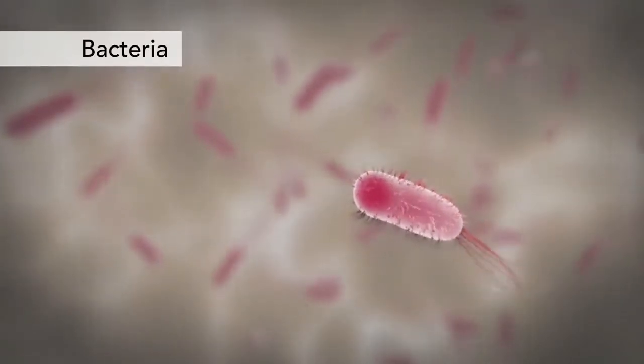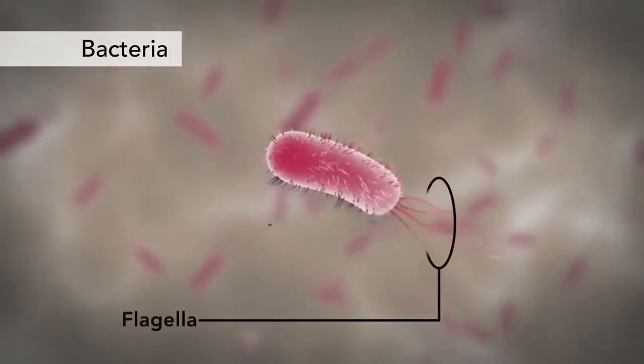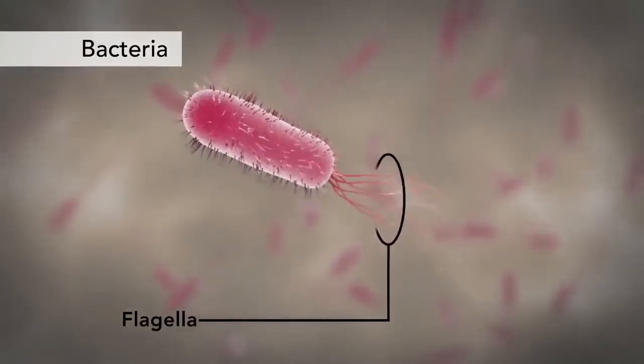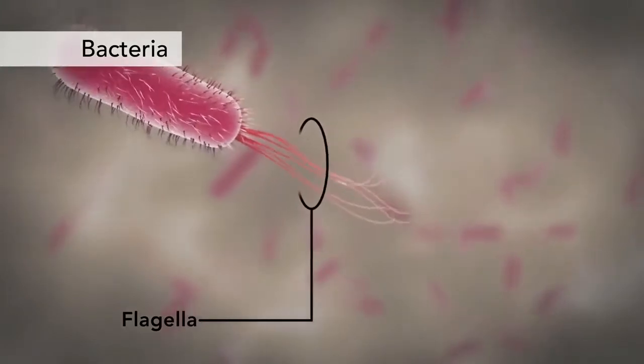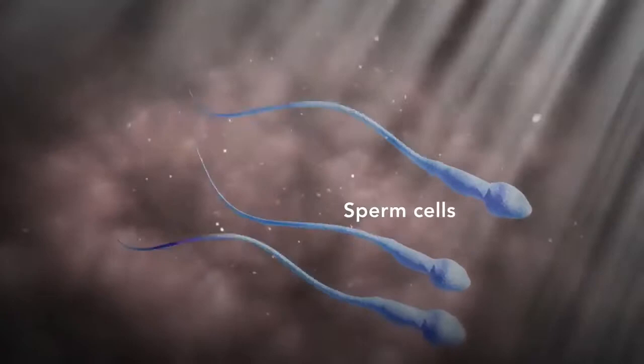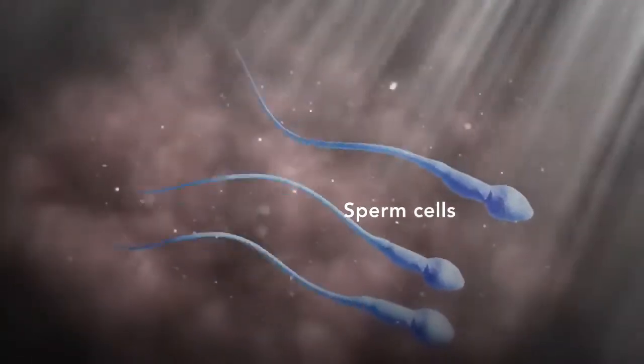Another unique feature in some cells is flagella. Some bacteria have flagella. A flagellum is like a little tail that can help a cell move or propel itself. The only human cell that has a flagellum is a sperm cell.